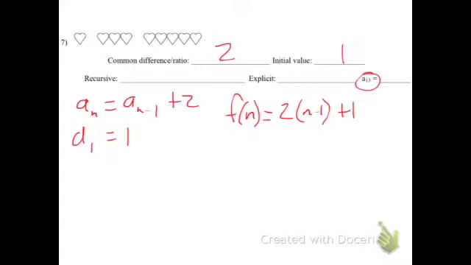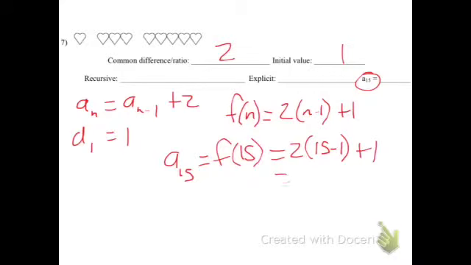To get the a sub 15, plug in 15 into the function here. You gotta do 2 times 15 minus 1 plus 1. 2 times 14 is 28. Add 1 gives you 29.